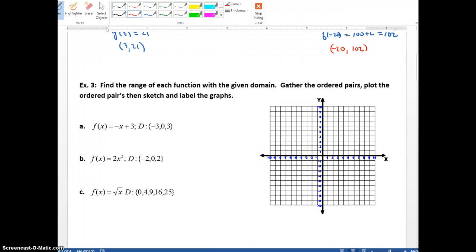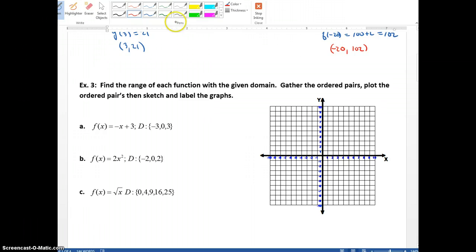Well, when we have graphs, we basically use an input-output table, or we evaluate the function using different input values. And we gather ordered pairs and we plot them. So it says here, find the range of each function with a given domain. Gather the ordered pairs, plot the ordered pairs, then sketch and label the graphs.